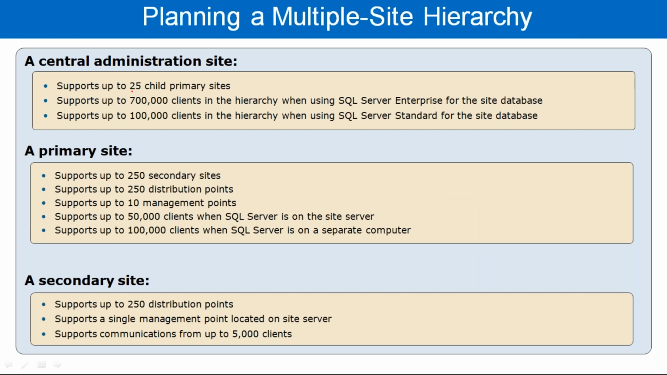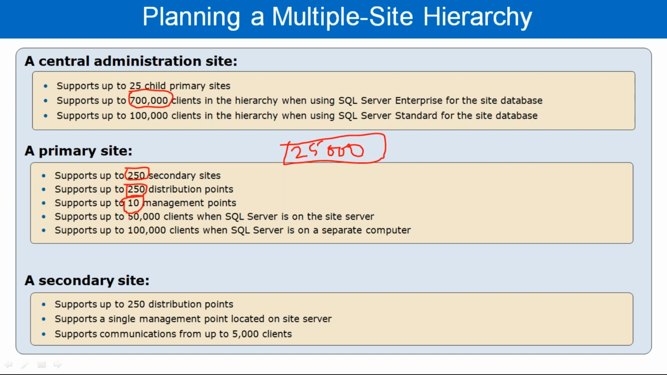So one central administration site can have a maximum of 700,000 devices. One primary site can have a maximum of 250 secondary sites, 250 distribution points, and 10 management points. One management point can support up to 25,000 devices. So if you have 50,000 devices, you need 2 management points. Got it? Reza, is your question answered? Yes, thank you.